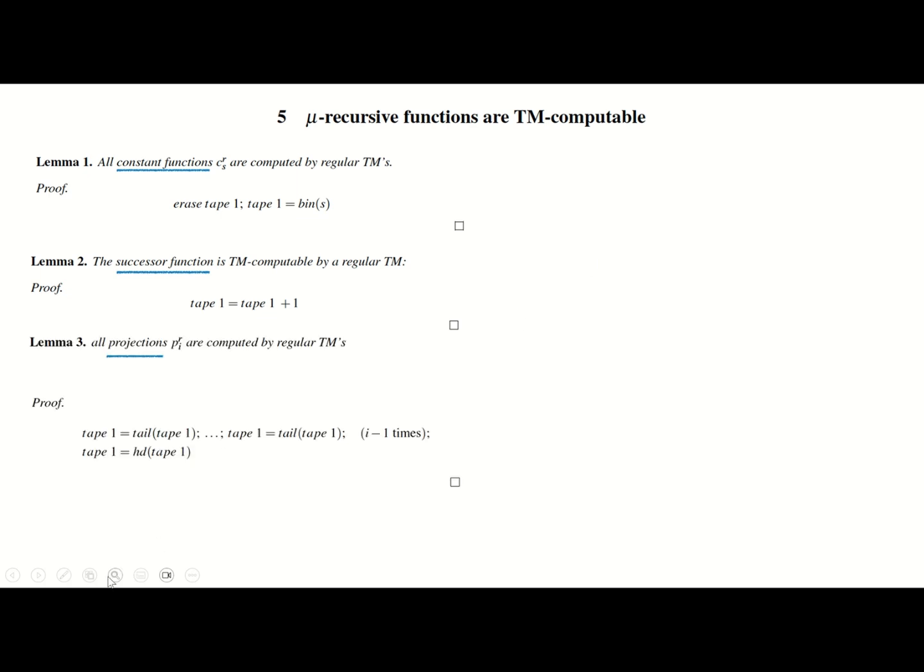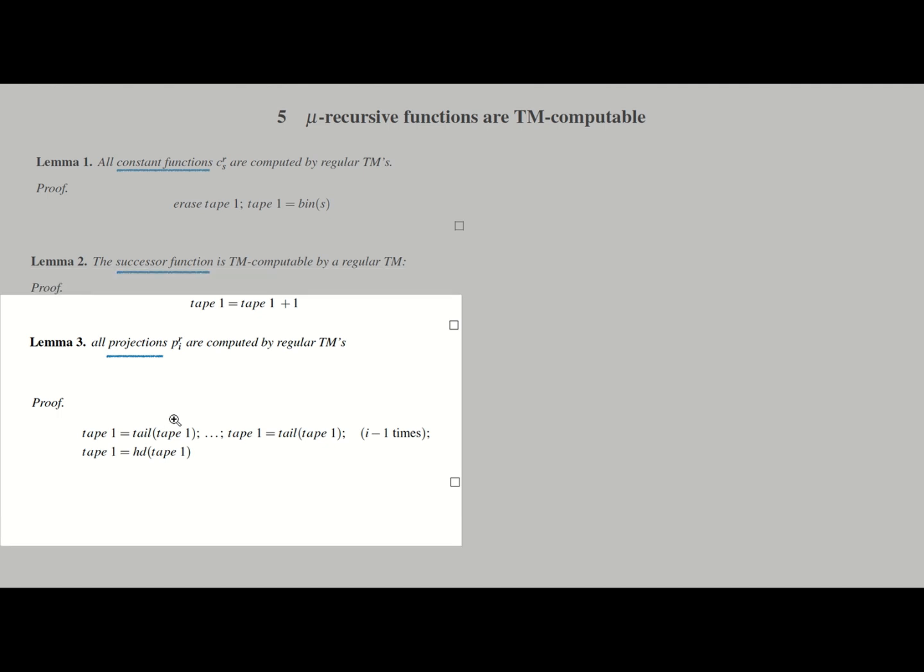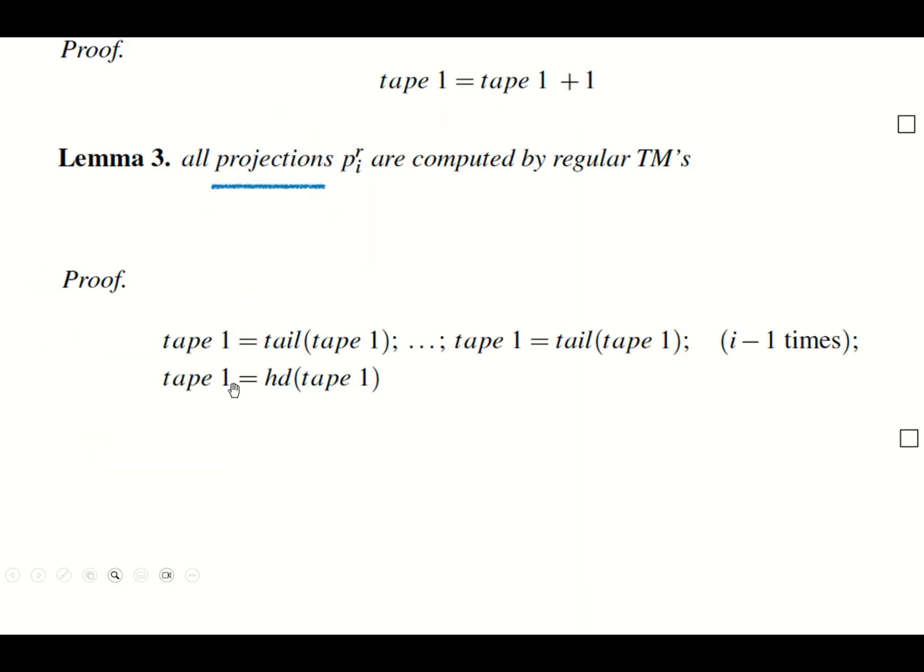So it is actually this. Let me show you. You have projections PIR. That means it takes R many variables and it singles out the ith variable. So we had this Turing machine, it was in the exercises basically, what does it do? Let me write it.